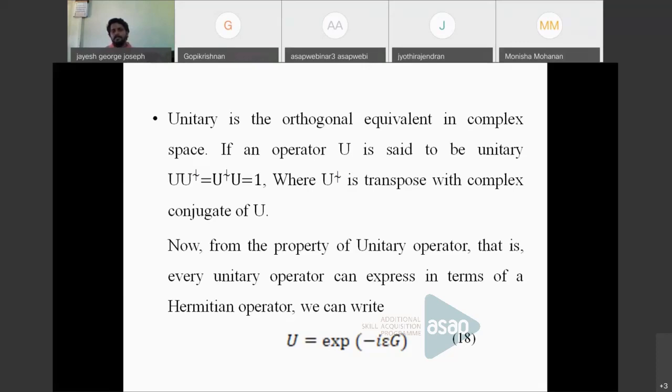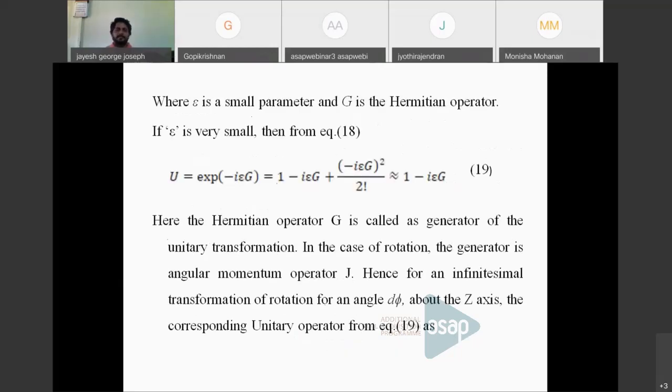Here epsilon is a small parameter, i is the complex number, that is i is the square root of minus 1, and G is the Hermitian operator. If epsilon is very small, then from equation 18, U equals exponential of minus i epsilon G, which equals 1 minus i epsilon G using the expansion of the exponential. It is nearly equal to 1 minus i epsilon G, because epsilon is a very small quantity. Therefore, we can limit ourselves to the first two terms, 1 minus i epsilon G.